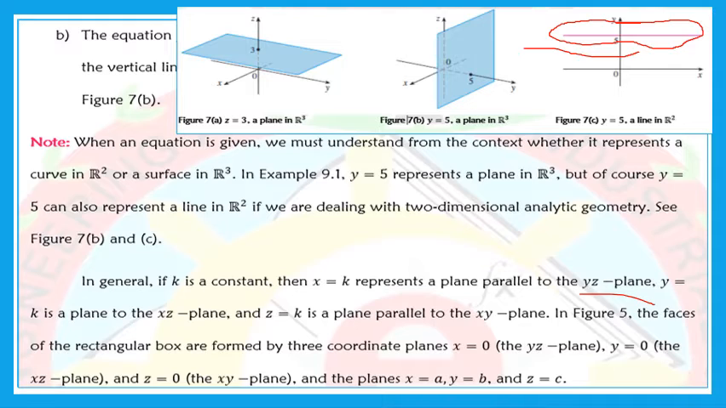X equals to 0, the yz plane. Kung y equals to 0 naman, that is the xz plane, and z equals to 0 naman, the xy plane. In the planes x equals to a, y equals to b, and z equals to c.